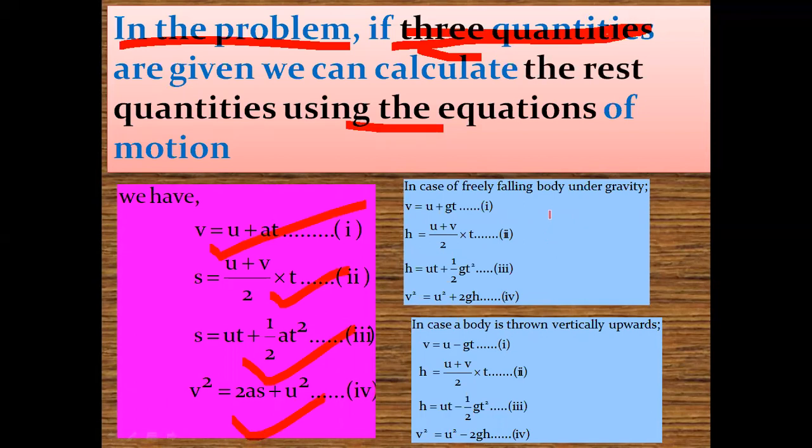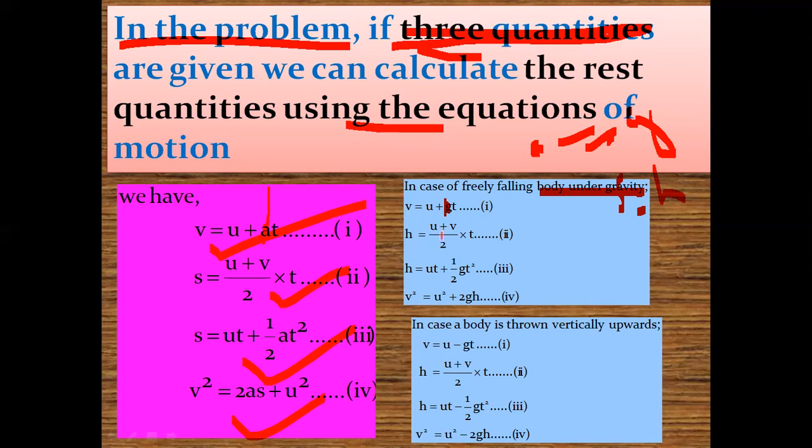From that, we know that when we throw something upward, or when something falls down under the effect of gravity, we have to substitute a by g and s by h. The formulas will be the same, just substituting a by g and s by h. Here you can see equation first will be v equal to u plus gt. Here g means acceleration, because it is freely falling under the effect of gravity.